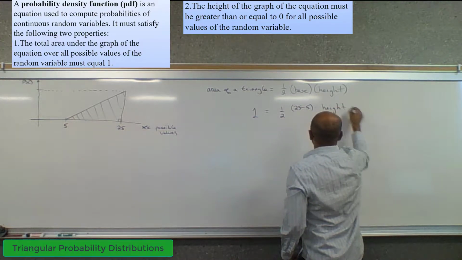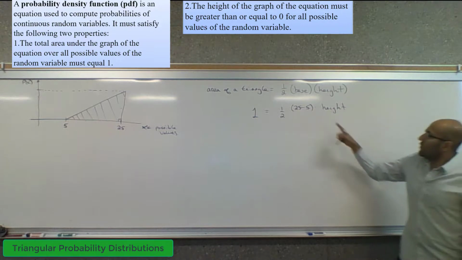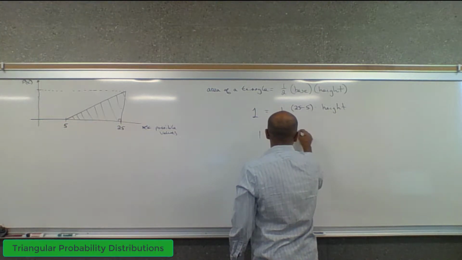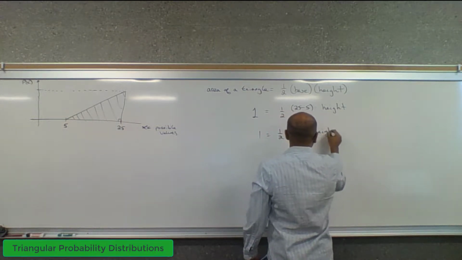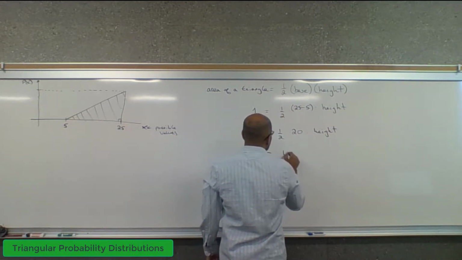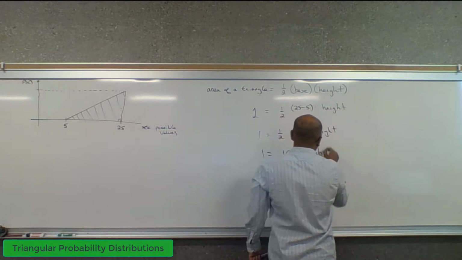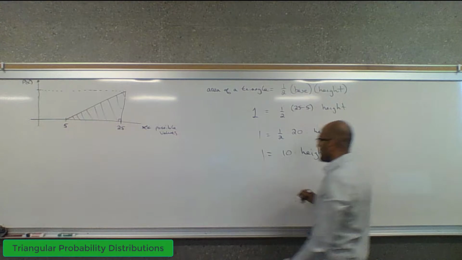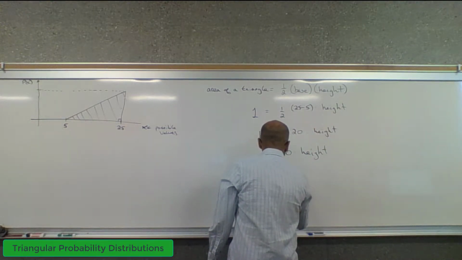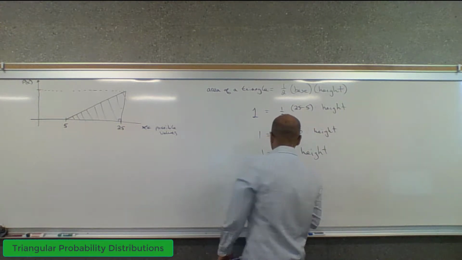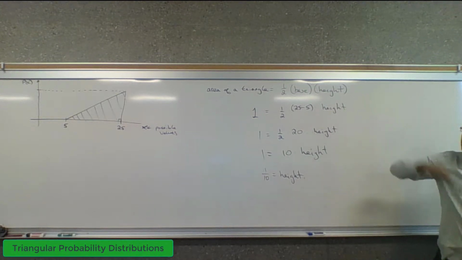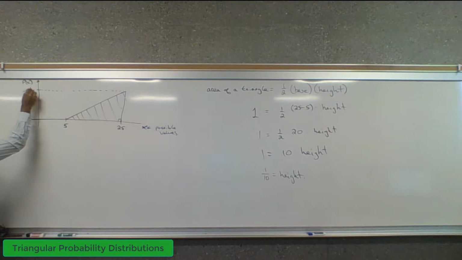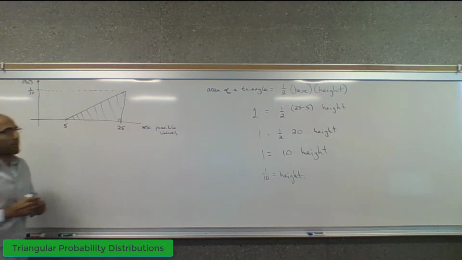times the height, which is what we're after. So simplify this: 1 equals 1/2 times 20 times the height, which is 1 equals 10 times the height. And so we divide both sides by 10, and we get 1/10 is equal to the height. So in this triangle, I need that height to be 1/10 in order for this whole thing to work out as a proper probability distribution.